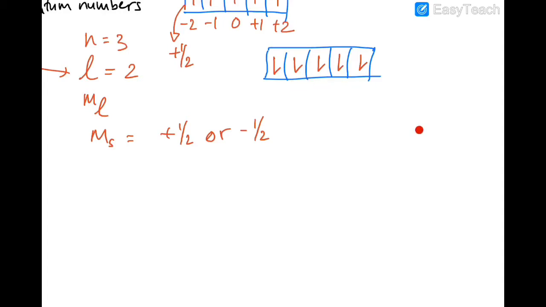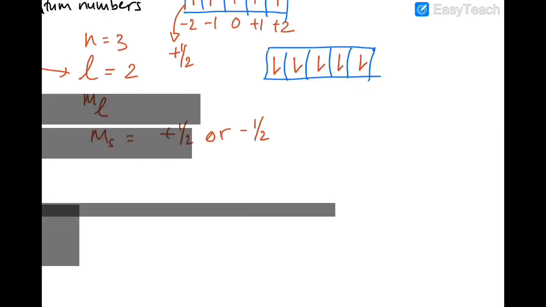But in this case, you don't have to pair them up because it's 3d5, so you have 1, 2, 3, 4, 5. So the n is 3, the L is 2, the ML could be -2 to +2, and the MS could be plus half for all of them, or minus half for all of them as well.